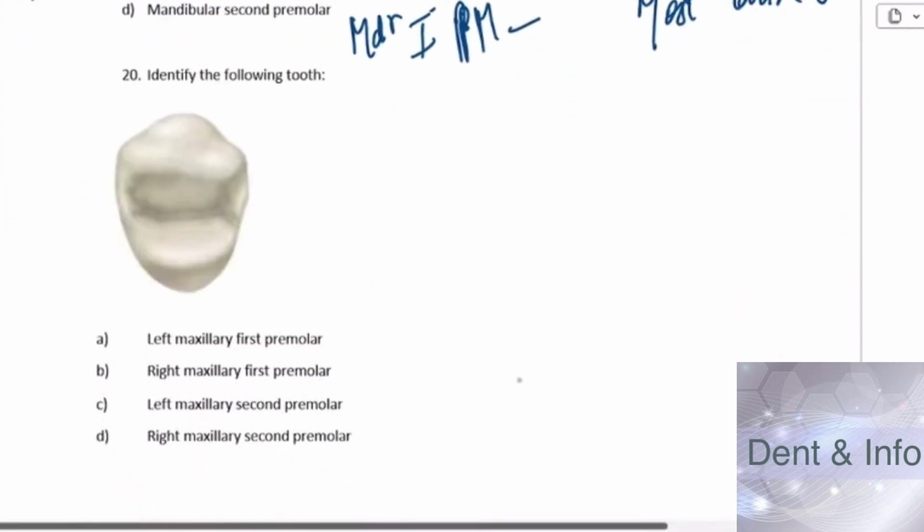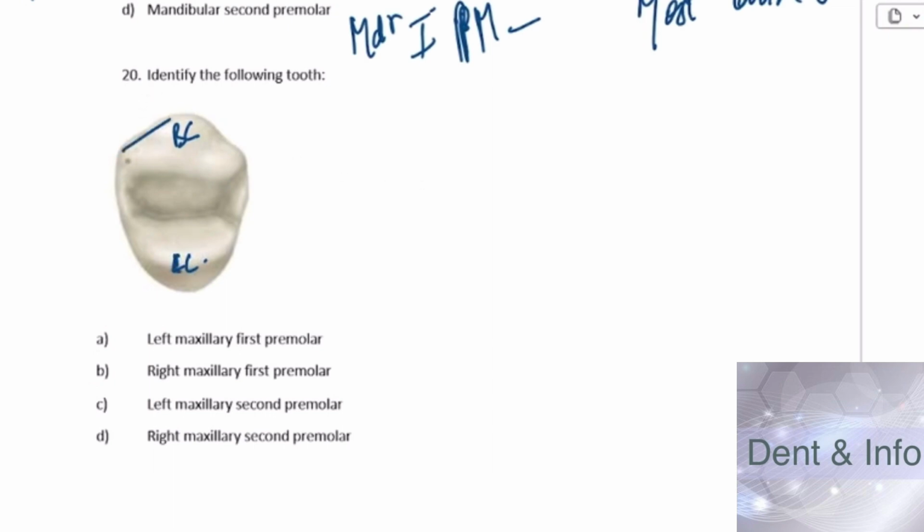Next is identify the following tooth. Again, another premolar. Here we have a buccal cusp and a lingual cusp. Now we need to identify whether it is maxillary first or second. Easily we can make out there is a hexagonal outline, so this is maxillary first premolar.